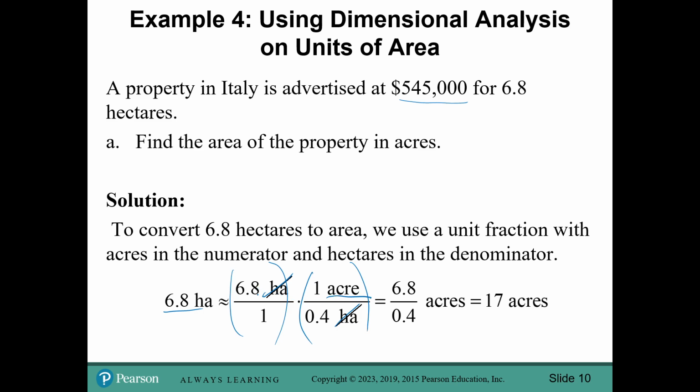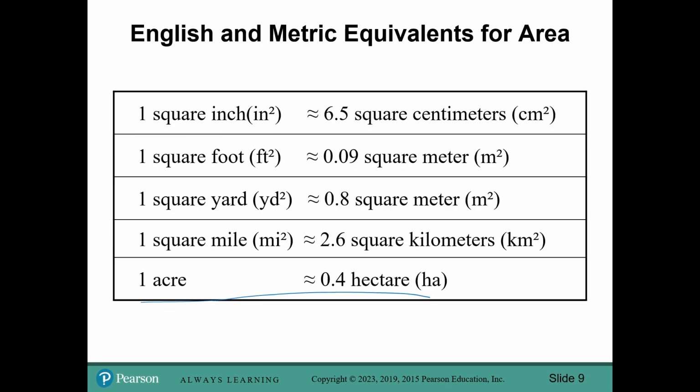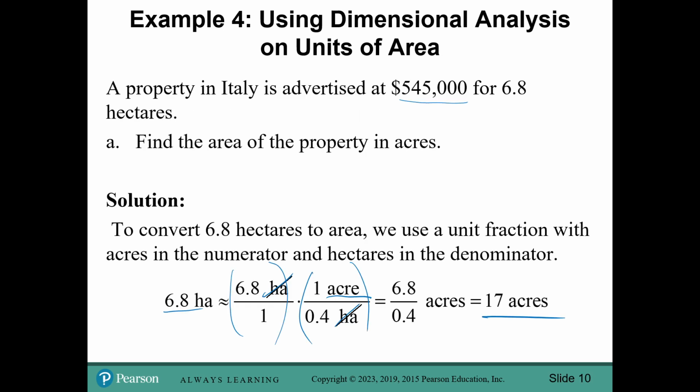So essentially what we're doing is 6.8 divided by 0.4. So 6.8 divided by 0.4 equals 17 acres. So we can convert 6.8 hectares into 17 acres. How about that? Now, part B does use this actual 545,000.